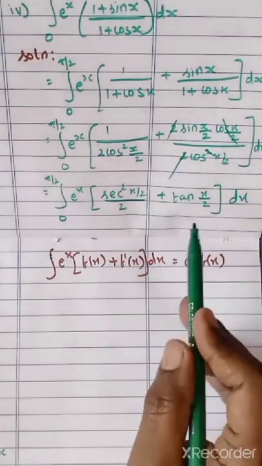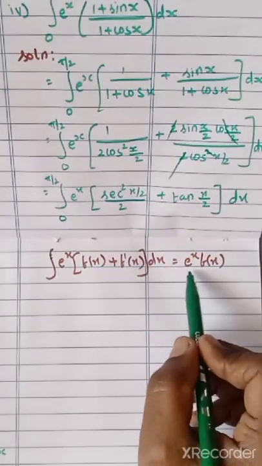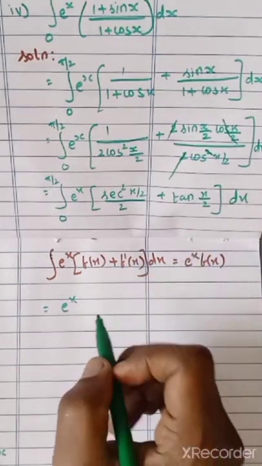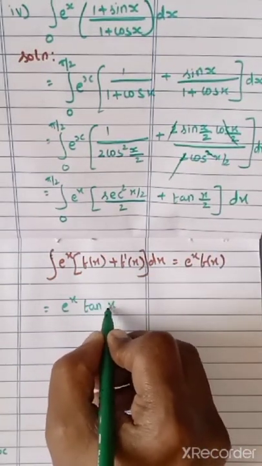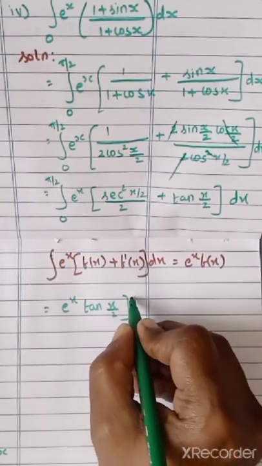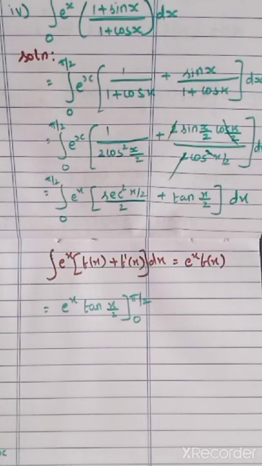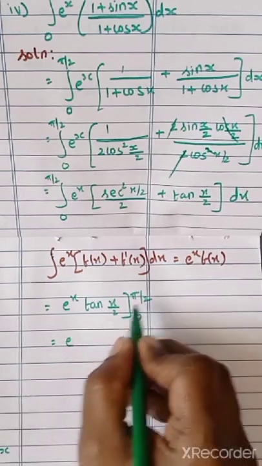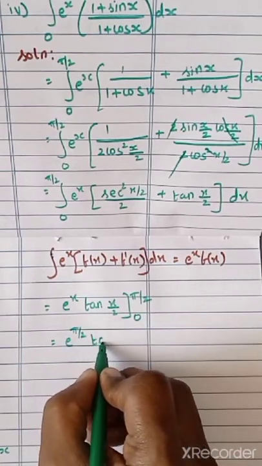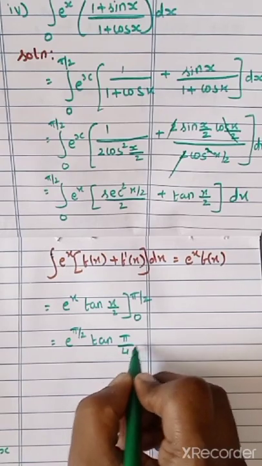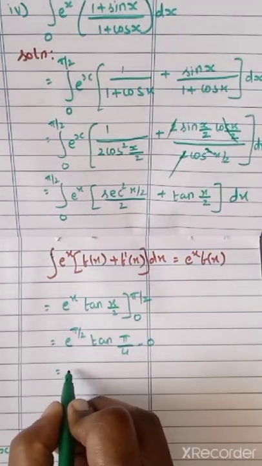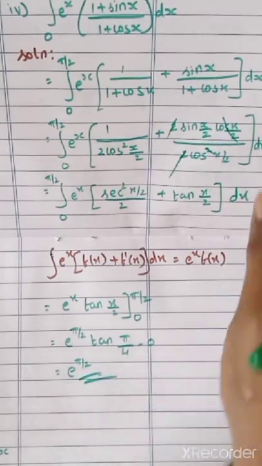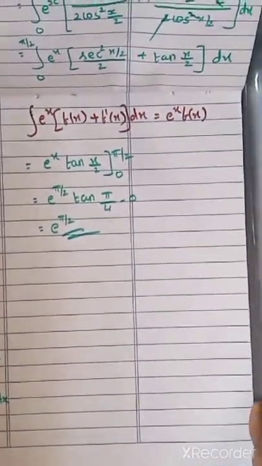So now for this, after this step, I can use this formula, which is equal to e power x into f of x, which means tan. So e power x into tan x by 2, and the limit will be 0 to pi by 2. Next, that's it. We have to apply the limit. So e power pi by 2 tan pi by 4 minus 0, which is equal to e power, tan pi by 4 is 1. So e power pi by 2. E power pi by 2 is your final answer.